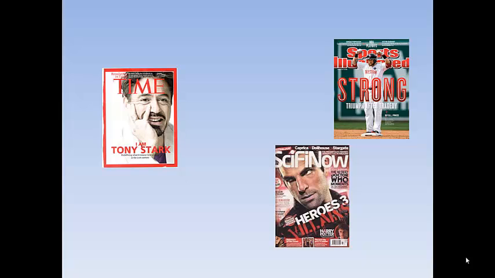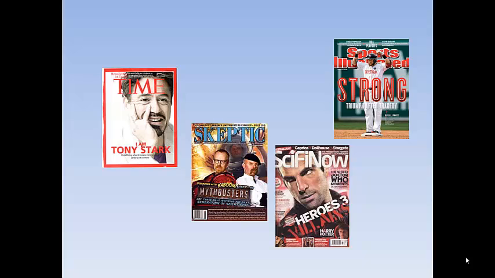For example, if you get magazines, Time magazine comes once a week, I believe on a Tuesday. Sports Illustrated shows up on Fridays every week. Sci-Fi Now is a monthly magazine. It shows up on the same day, the first Thursday or something like that of every month. And Skeptic magazine shows up every 3 months. This is why magazines are frequently called periodicals, because they arrive on the same day after a certain amount of time. It is a cyclical pattern.